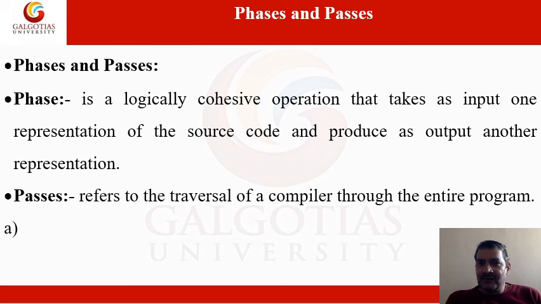This is the last topic of your first lecture, that is phases and passes. A phase is a logically cohesive operation that takes as input one representation of source code and produces as output another representation. You can say it takes one representation and transforms it into another representation. This is the function of a phase. Next is passes. A pass refers to the traversal of a compiler through the entire program.